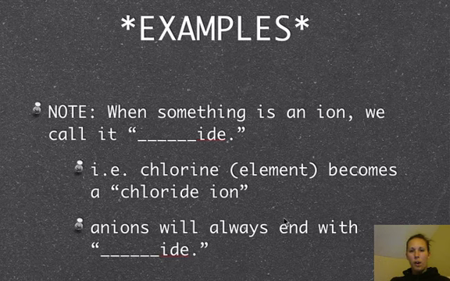And just a little note regarding ions. When something is an ion, we end it in IDE. So an element such as chlorine becomes chloride. Oxygen becomes oxide. Nitrogen becomes nitride. Okay? Pretty simple, but it's not intuitive, so if you're wondering what something's called, please ask.